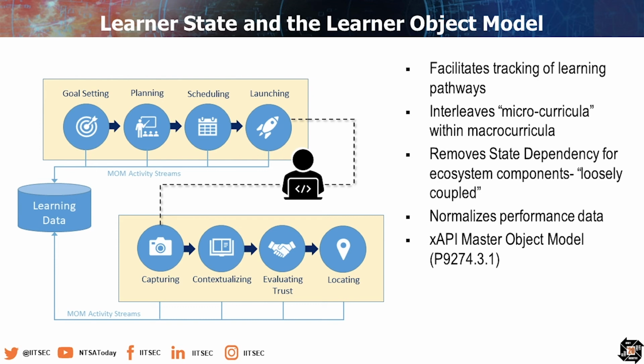Sure. So again, the master object model is going to be the prospective standard 9274.3.1. The idea is that we wanted to track learning pathways and how the individual intersected with the rest of their learning environment, their organization, other people, and the resources, with the understanding that we didn't want to capture that at a very coarse grain, like curriculum or class or something like that, but actually at the low level that really could give us insight into the different ways in which somebody learned.